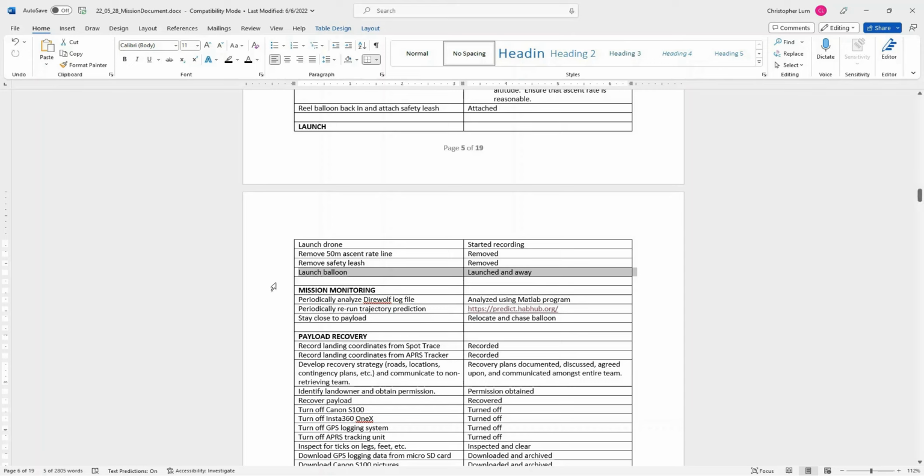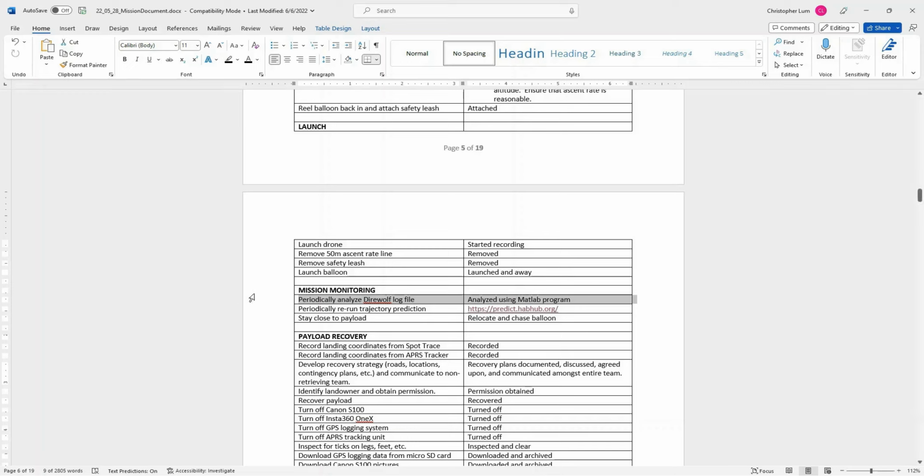Once the balloon was up and away, we moved into our mission monitoring section of the mission. We were able to periodically monitor where the balloon was using the APRS packets, and we used a program called Direwolf. And again, we have a dedicated video talking about how to get Direwolf set up and how to use it for APRS tracking, all of that kind of good stuff.